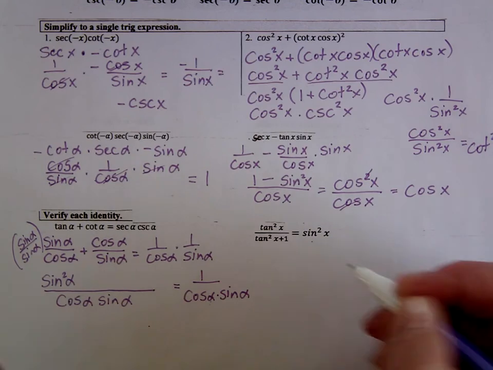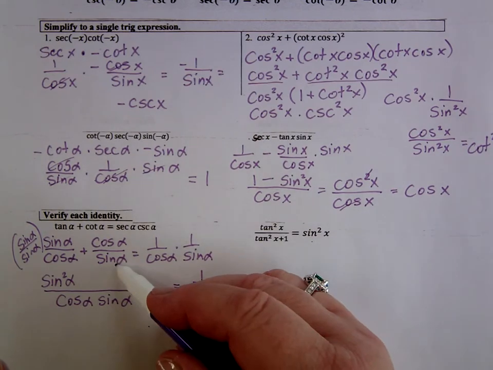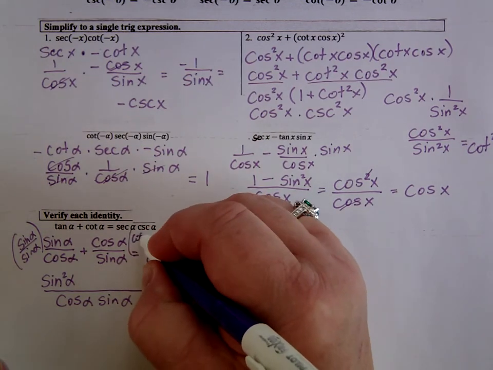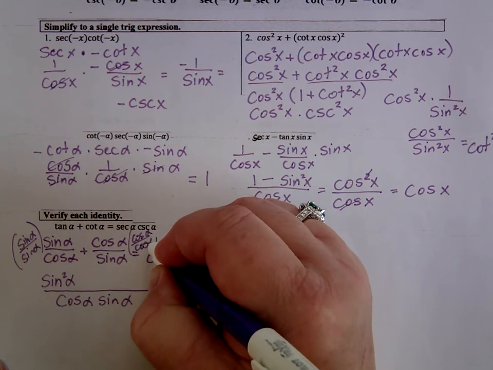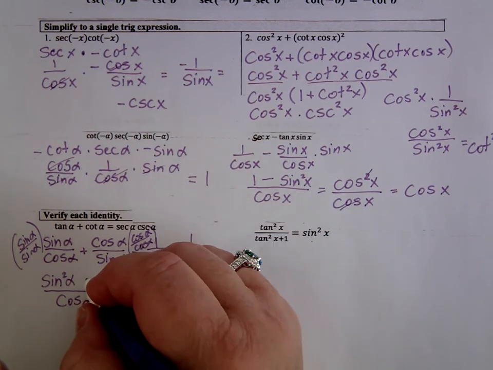alpha. Second fraction has the sine, it needs the cosine, so this guy's going to get multiplied by cosine of alpha over cosine of alpha. Cosine times cosine is cosine squared.